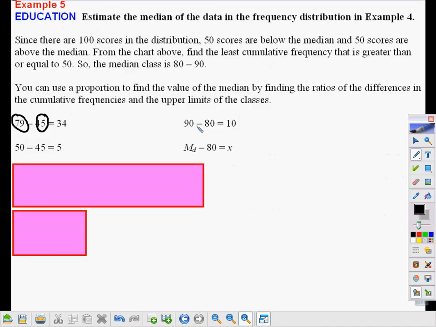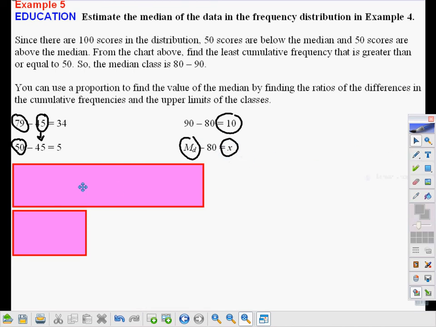Now, how large is that class? It's 10 units. So from 90 to 80, that's 10 units. Now, what about from the median? Well, from the median value, we know there's 50 below the median, okay? And then from the bottom of the class, again, there's 45. I'm going to use this same value here. There's 45 from the bottom of the class. Now, I don't know how far the median is from the bottom of the class limit, so I'm going to use this variable here, and I don't know what the difference is, okay?